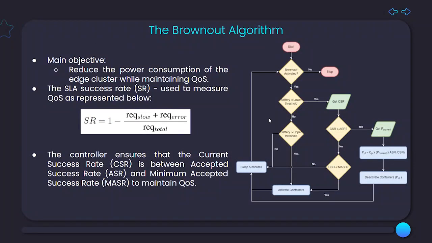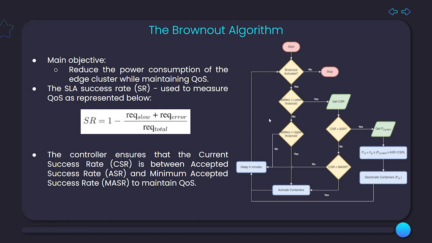The brownout algorithm is the main component of the brownout controller, which fulfills the objective of reducing the power consumption of the edge cluster while maintaining the QoS. The QoS parameter we intend to maintain throughout is the success ratio. The definition of success ratio can be seen in the equation shown. So we will deactivate containers or nodes so that the success rate is within an acceptable range.